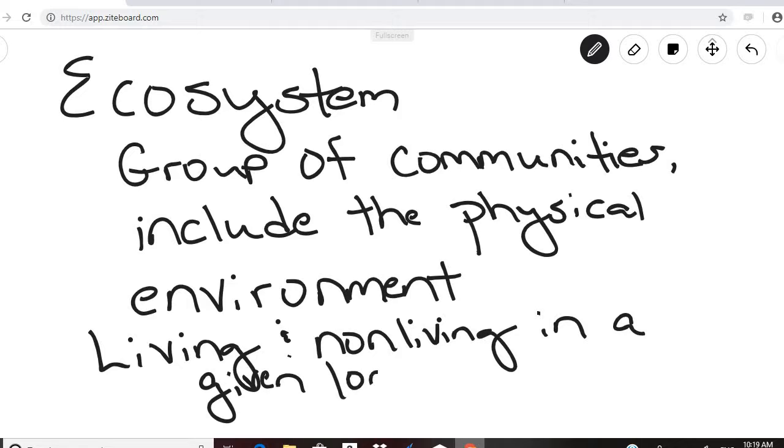The ecosystem can be defined as a smaller area or a very large area, but however you define that, it's going to be the living and the non-living in a given area. So it should be clear to you that in terms of the numbers of organisms, a population would be the smallest, a community gets larger, and then an ecosystem is even larger, and it encompasses the physical environment as well.